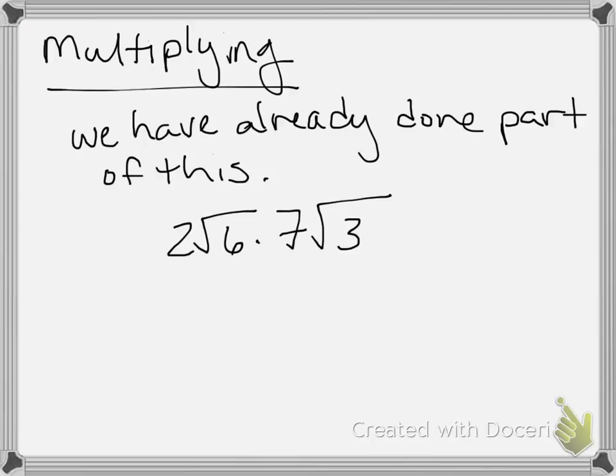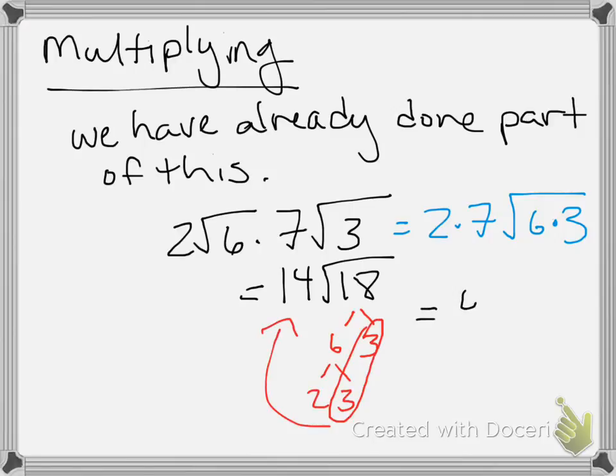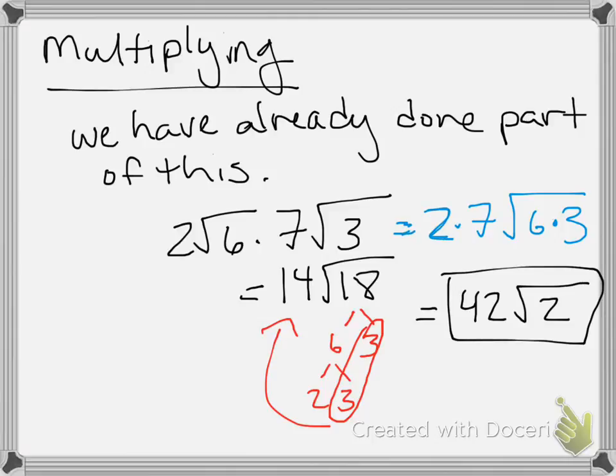Now, when you multiply radicals, you multiply the parts that are the same. Outside number multiplies with outside number. Inside number multiplies with inside number. So this would give us 2 times 7 square root of 6 times 3, which gives us 14 square root of 18. Now, we're not done because 18 simplifies. 18 breaks apart to 6 and 3. 6 breaks apart to 3 and 2. The pair of 3's multiplies times the outside, and you get 42 times the square root of 2. And that's your final answer.